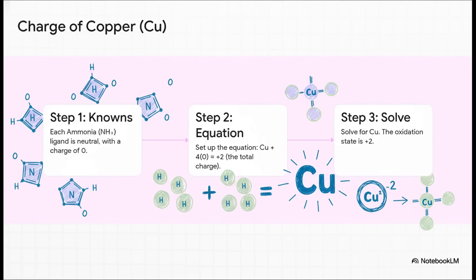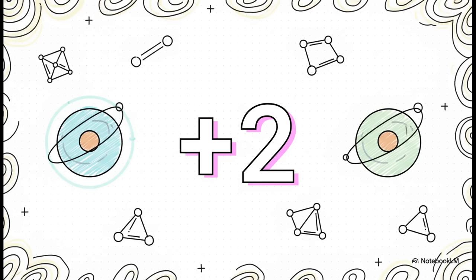Now, let's do the same for the copper compound. And honestly, this one's even easier. Ammonia is a neutral molecule, so its charge is just 0. The whole ion has a +2 charge, so the math is super simple. The charge of copper plus 4 times 0 equals +2. Which means, of course, that the copper atom is an ion with a +2 charge. Perfect. Step 1 is done. We've got our charges. Now let's see what that means for the electrons.